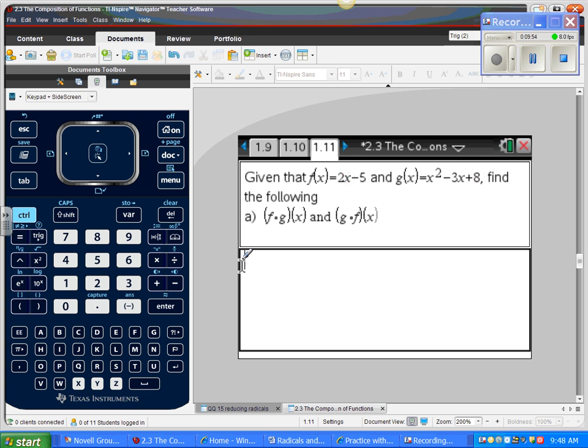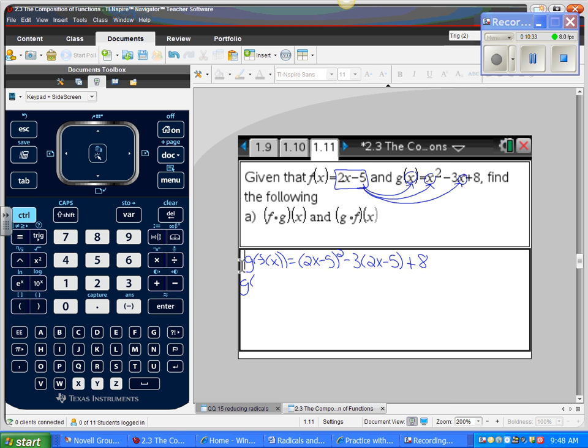And we're going to work the other direction. This time, f is going in for the x in g. And notice there's two x's that we have to plug it into for this one. Okay, you want to make sure that it gets plugged in for every single x. So this becomes 2x minus 5 squared minus 3 times 2x minus 5 plus 8.